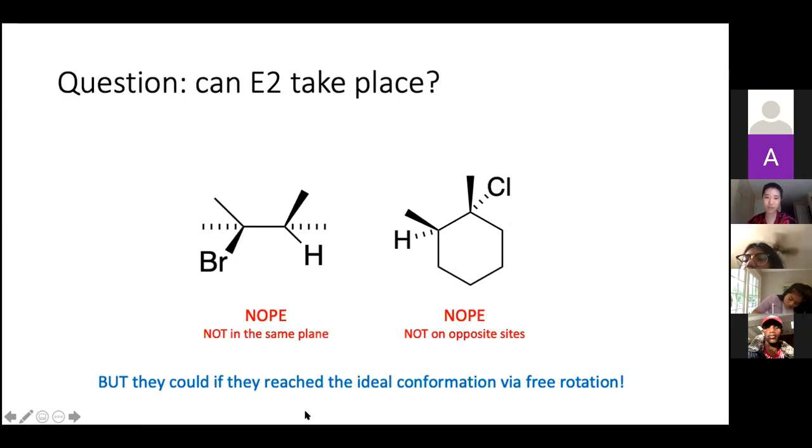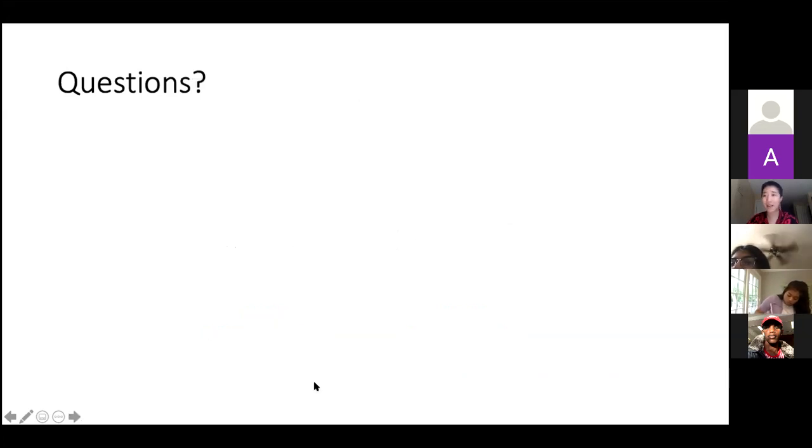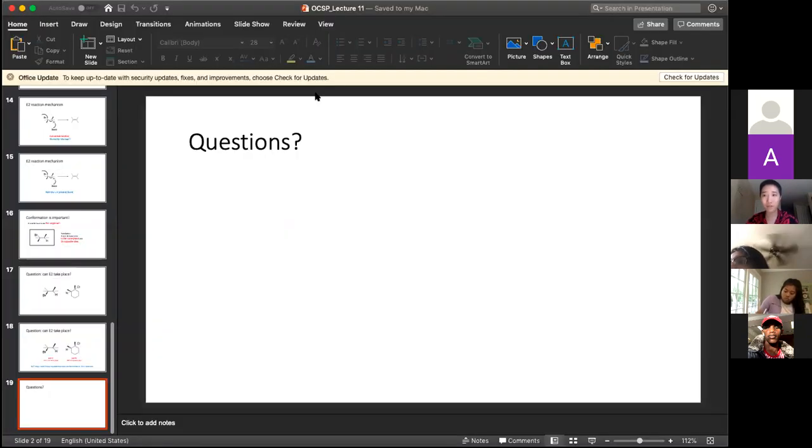However, we have to remember that single bonds can freely rotate. And if they rotate and reach the ideal conformation, an E2 reaction can take place. Okay. All right, I don't know how many slides I have left. This is probably the last one because this lecture is not that difficult. Any questions regarding what I just taught? Because that's all there is to E1, E2, and Zaitsev's rule. So E2 reactions also follow Zaitsev's rule: more substituted, more stable, more favorable. Less substituted, less favorable, less stable.